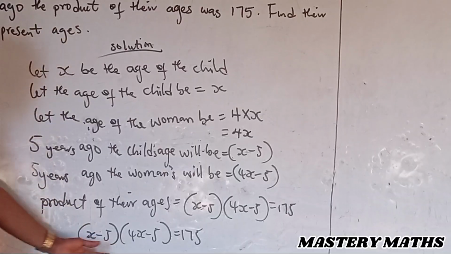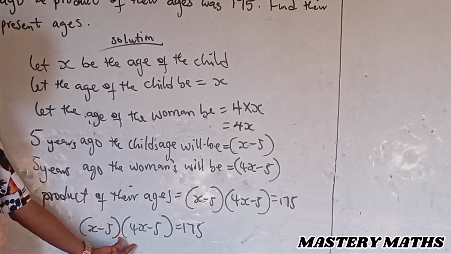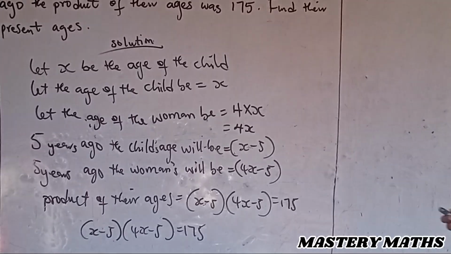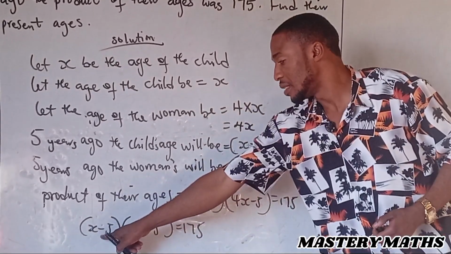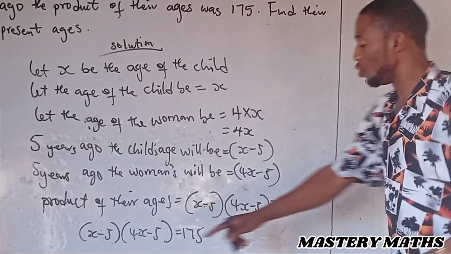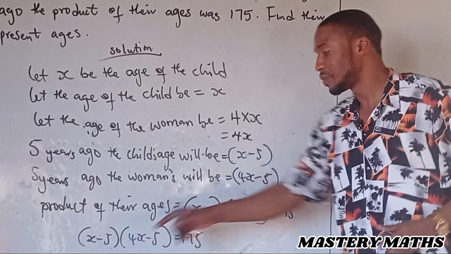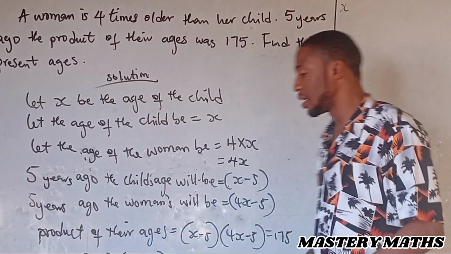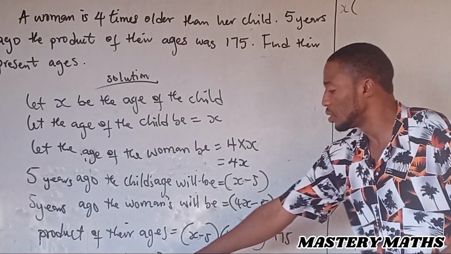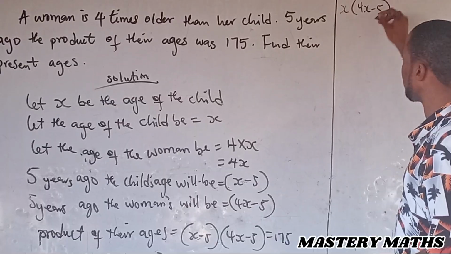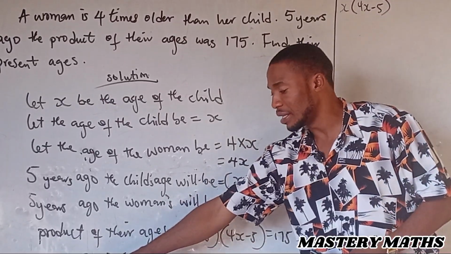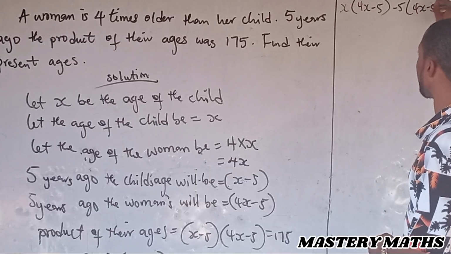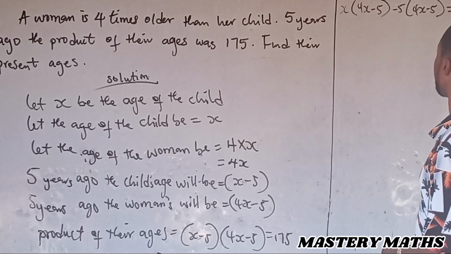So how should we look for the present ages now? We're going to expand this. To expand, we use X minus 5. You collect the first X, and open the brackets and put 4X minus 5. The next one, we collect the second one, which is minus 5, open the bracket, put your 4X minus 5, close it, then equals 175.